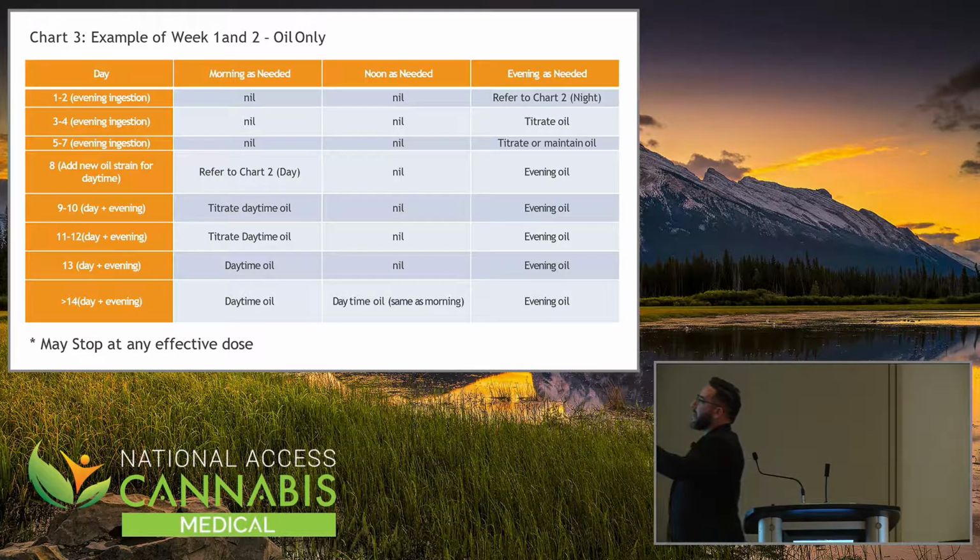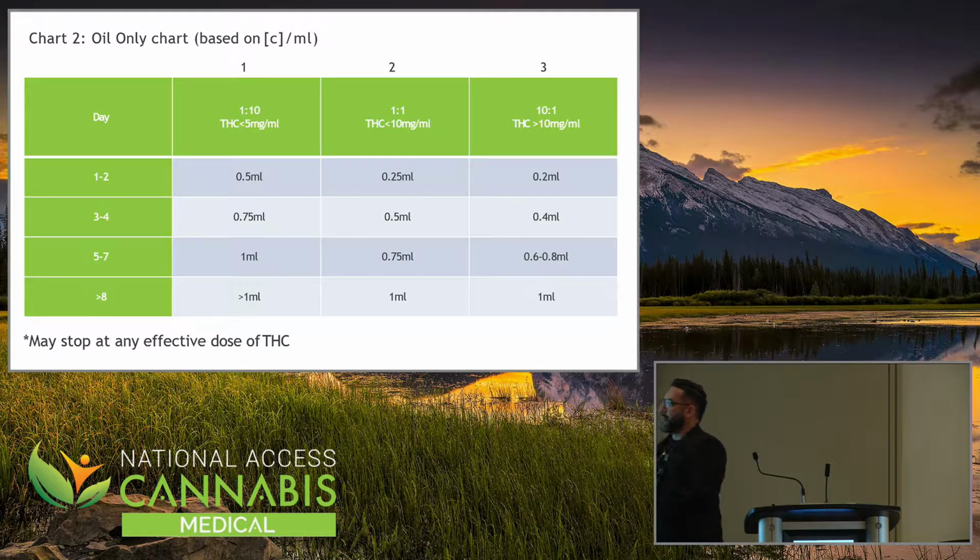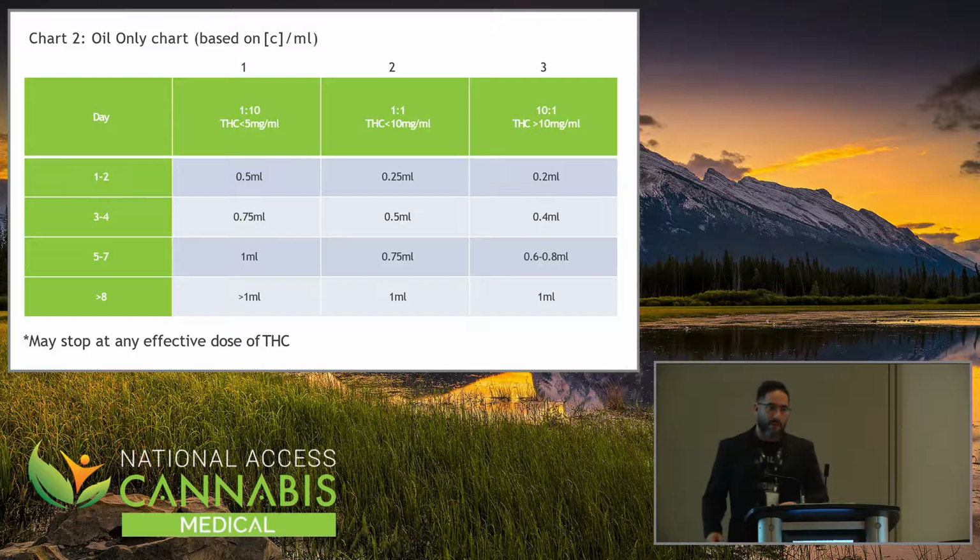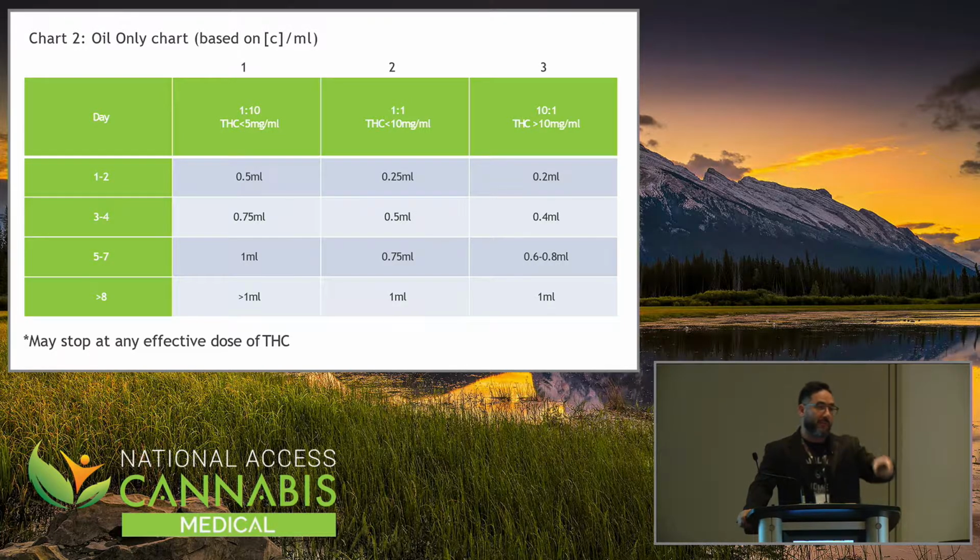So let's say they're using a high CBD. If they were using a high CBD with THC that was less than 5 milligrams per milliliter, which column would you plop into that area? Column 1, 2, or 3? 1, right. Now let's go back here.